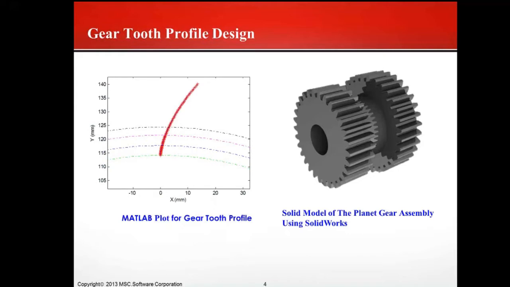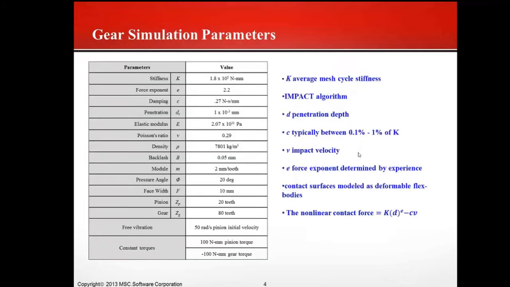What we did is we used MATLAB to write the involute profile of the gear. In this way, I can control how many points on the involute I want. This is an example of our MATLAB results, and this is the SolidWorks model. We use SolidWorks at our university. This one is accurately modeled by CAD. And the next step is to carefully choose all of those parameters.